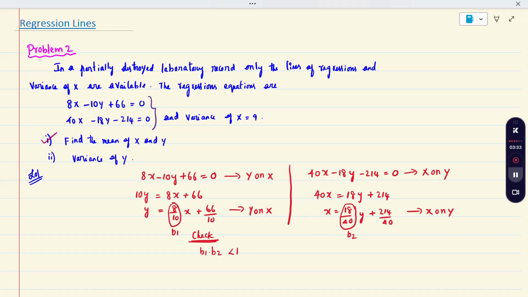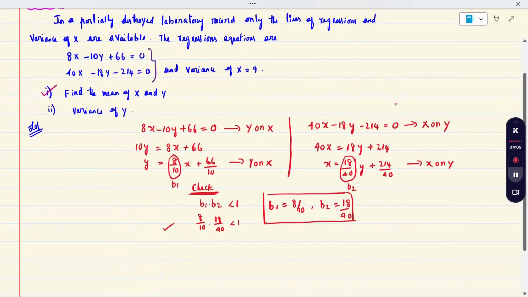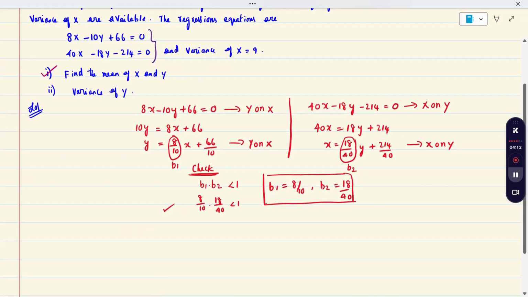So now I will check whether b1 into b2 is less than 1. Take b1 and b2 separately and write them down; we will use the same b1 and b2 in other cases, like variance. B1 and b2 we know now. Multiply b1 into b2: 8 by 10 into 18 by 40. When I multiply, 180 divided by 400, yes, it is less than 1. So it is checked, which means our assumption is correct: y on x is correct, and this equation x on y is correct.